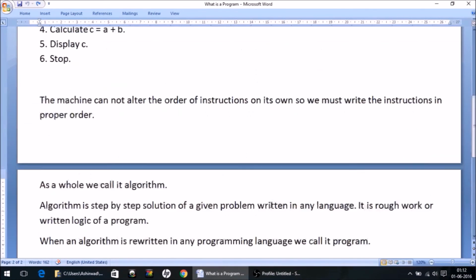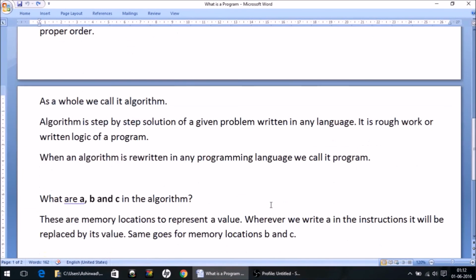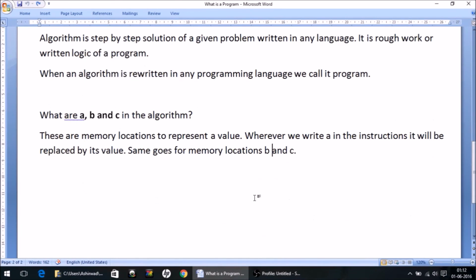I hope things are clear to you in this lecture. These are some basic things that you should always keep in mind before proceeding to write any program.